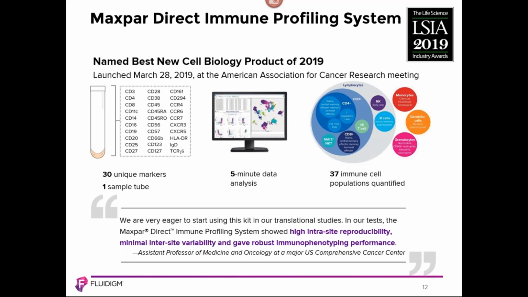The MaxPar Direct Immune Profile System is a truly revolutionary approach to immune monitoring and is absolutely unique in the cytometry market. The researcher just adds a small amount of blood to a lyophilized pellet of 30 antibodies in a single tube, processes it, collects the sample on a Helios mass cytometer, and performs data analysis with specialized software that produces quantification of 37 key immune cell populations in minutes.